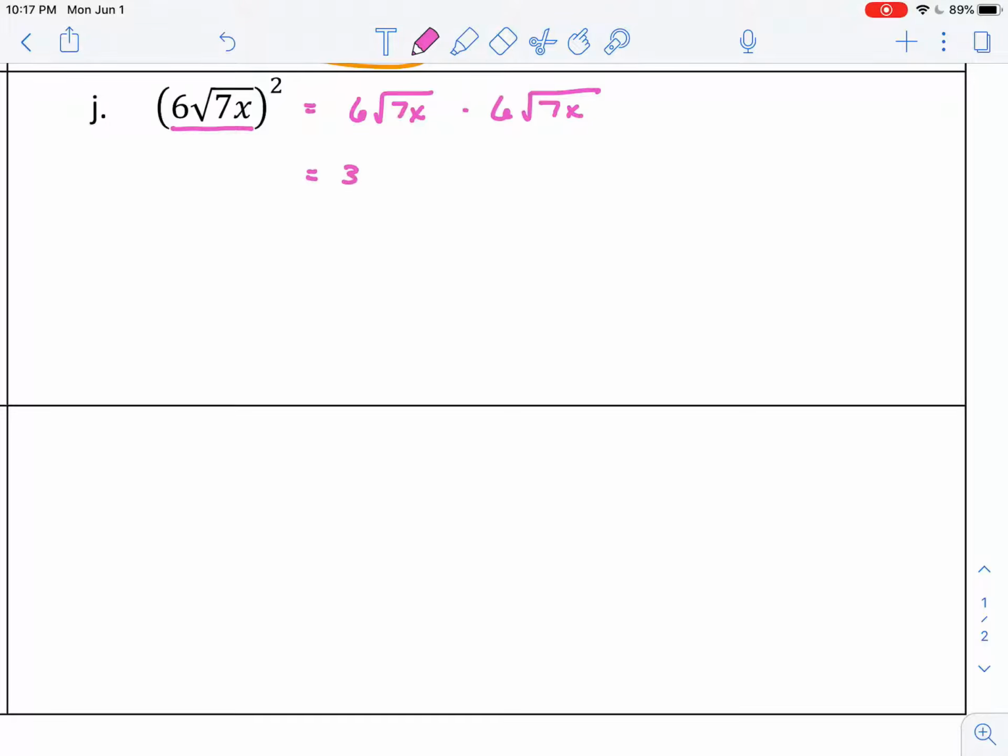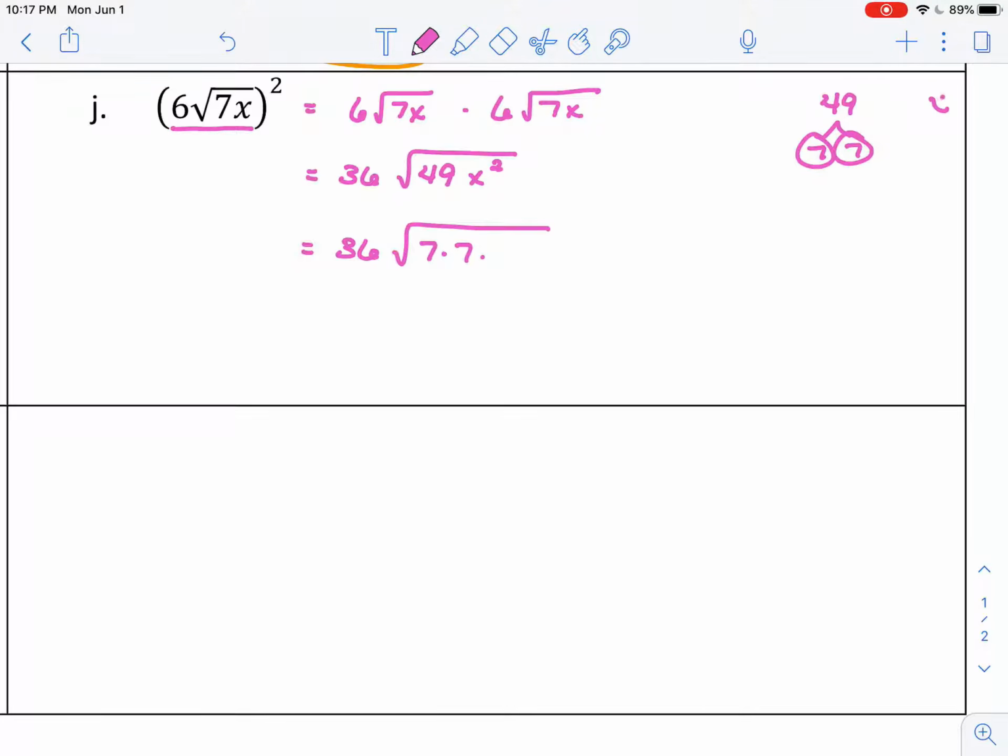6 times 6 is 36. 7 times 7 is 49. And anything times itself is squared, so x squared. Now I need to simplify. I only need to simplify the numbers inside the radical. Outside I don't care about. So I can think of the 49 from earlier was a 7 times a 7, so my prime factorization is 7 times 7.